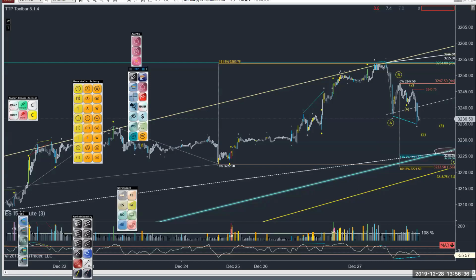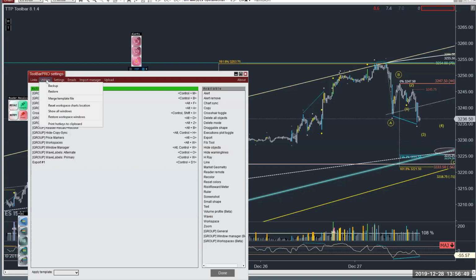By the way, each of these main buttons here is actually a group of different buttons. And there's hotkeys for every single one of these. And once you get it set up the way that you want, you can actually print the hotkeys.